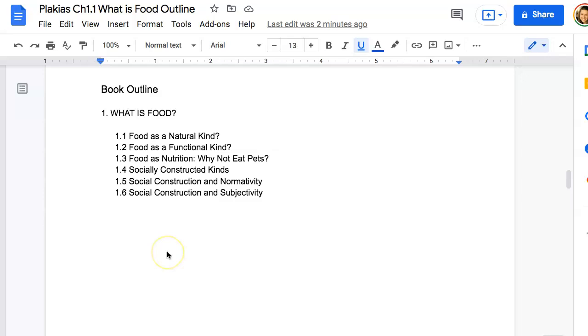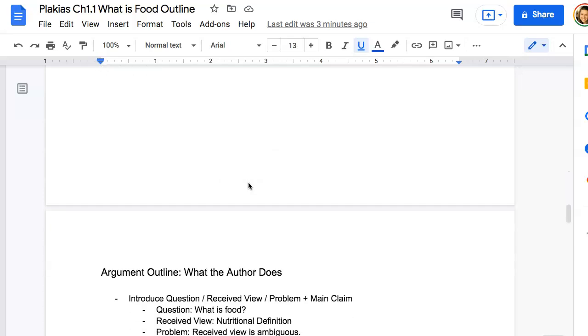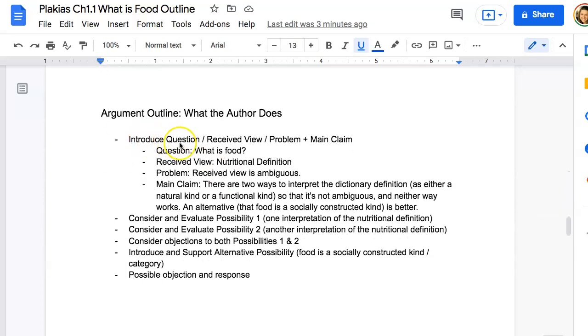So, as I read, I was on the lookout for what is the author doing in each section and why. And here's what I came up with. First, they introduce a question, what's food, a received view, the nutritional definition or a common sense view, a problem: the common sense conception, the one we find in the dictionary, is ambiguous, and a main claim. There are two ways to interpret the dictionary definition so that it's not ambiguous, and neither way works. An alternative is better.